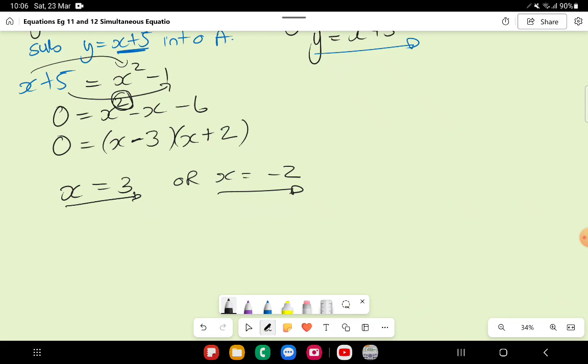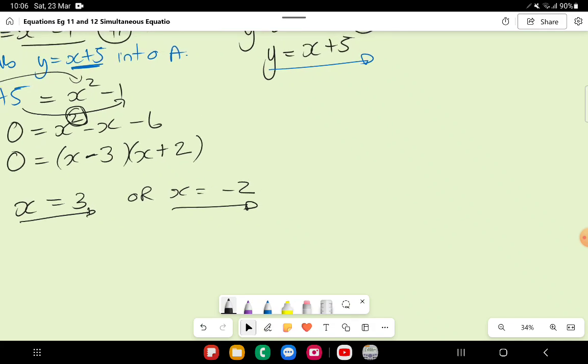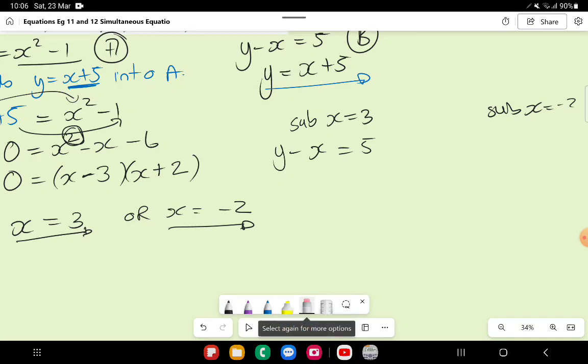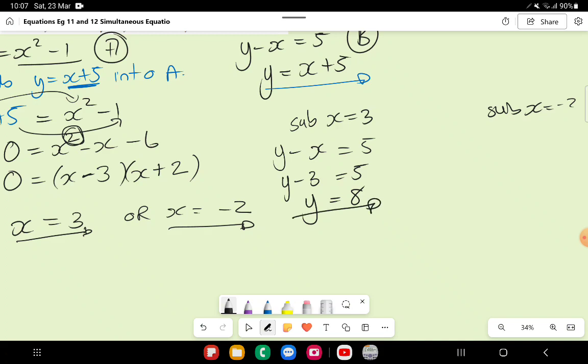So now we are going to substitute those values. Substitute x equals 3 and substitute x equals negative 2. So y minus x equals 5, or you can use this, either one is fine. y minus 3 equals 5, y is equal to 8. That's our first value, which means I've got an x value and a y value. These two give me the coordinates 3, 8.